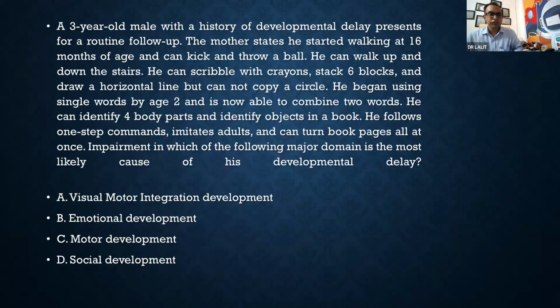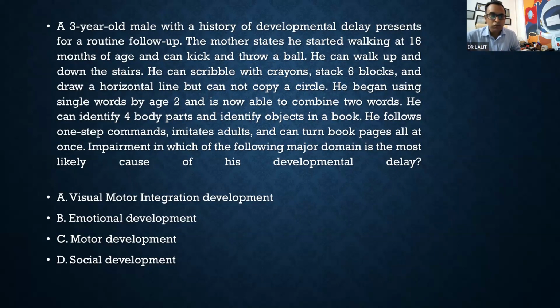Now let's come to the next question. A 3-year-old male child with history of developmental delay comes with the parents for the routine follow-up. So a 3-year-old child with a history of developmental delay, point to be noted. The mother states he started walking at 16 months of age. We know that the target age of walking is 18 months, so probably it's within the range, and he can pick up and throw a ball. He can walk up and down the stairs. He can scribble with crayons, stack 6 blocks, and draw a horizontal line, but cannot copy a circle.